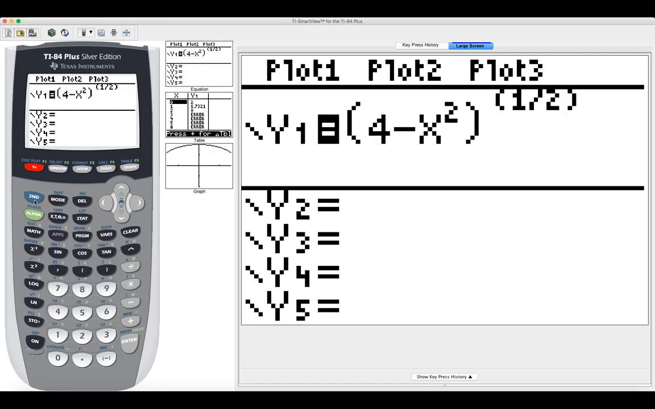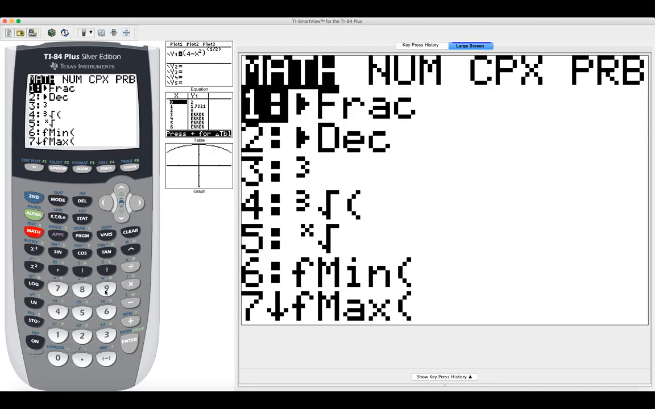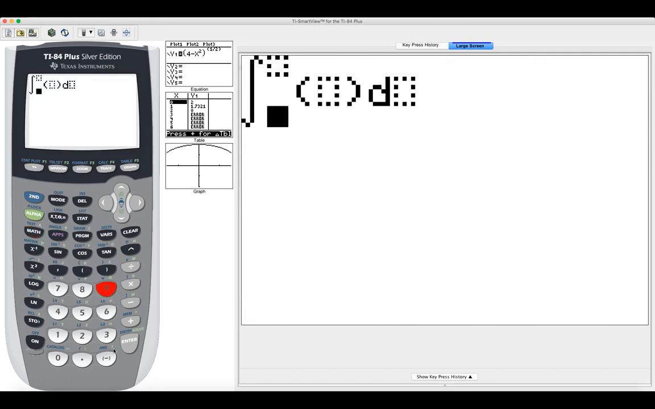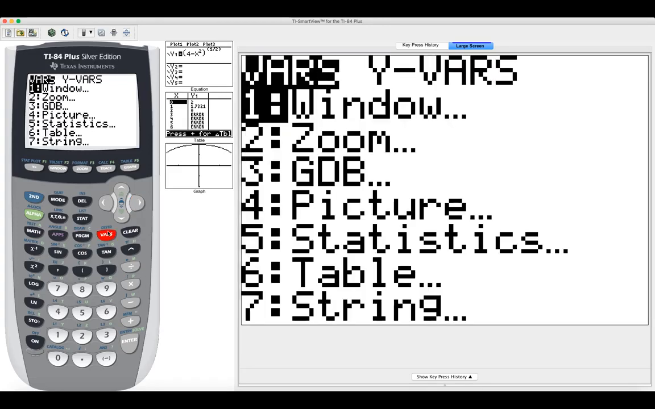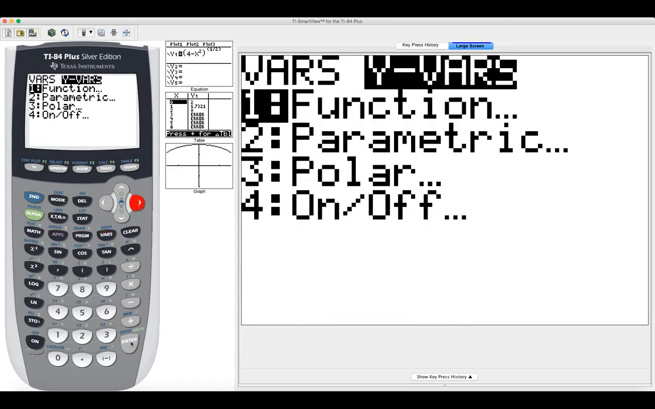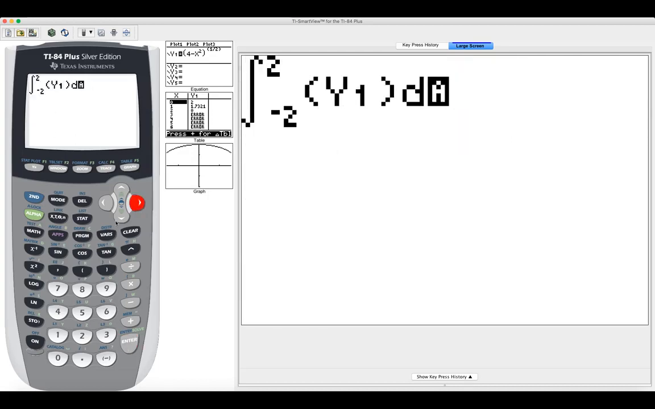Okay, second quit. Math. fnInt is 9. So I'm going from -2. So make sure you use the negative sign and not the subtraction sign. And then I don't want to type in my equation, so I'm going to go vars, scroll to the right, enter on function, enter for y1, and then plug in dx, which is the x,t,theta,n button, and then you'll hit enter.